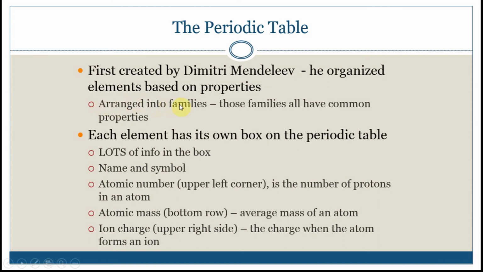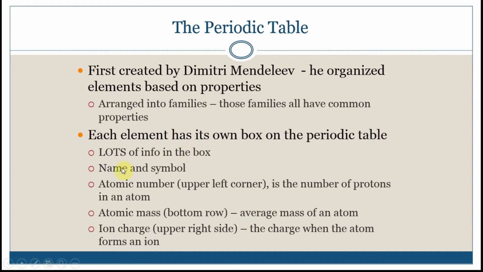The periodic table is arranged into families. You can fill in that blank if you haven't already. And those families all have common properties. We'll talk about what some of those properties are. Each element has its own box on the periodic table. And there is a tremendous amount of information in the box.